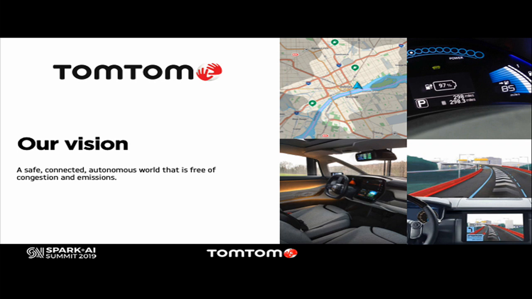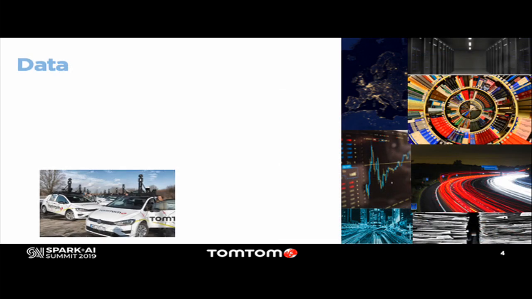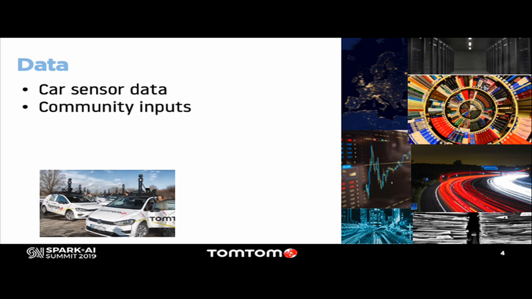In order to build all these, we need a very important component, which is in the end data. We use many different types of data. We use car sensor data. We have vehicles going around the world taking pictures of the road from these cameras that you see, and with this we can extract information about where the lanes are located and so on. We also have community inputs. The people who are using our apps can report if there is a speed camera or that a speed limit has changed, and we can update the maps in this way.